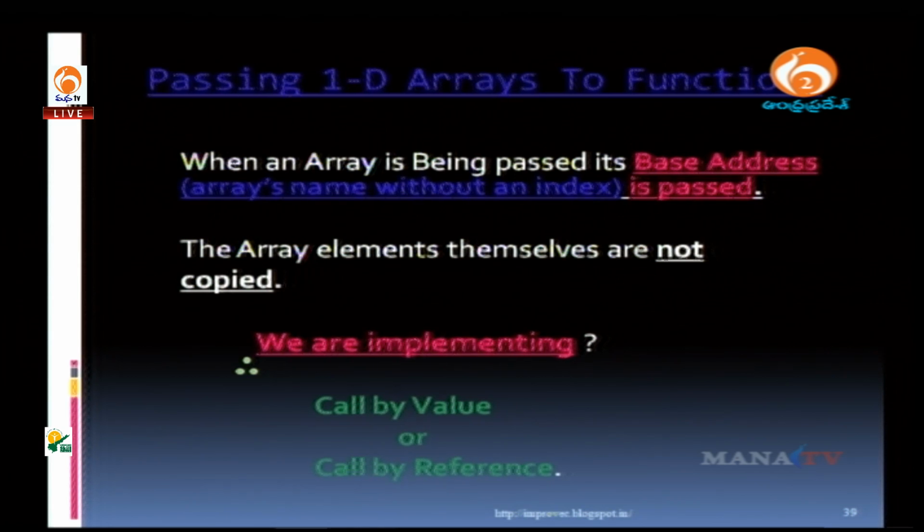How do you pass a 1D array to a function? When an array is being passed, its base address, without the index, is passed. We can pass it in two ways: call by value or call by reference.